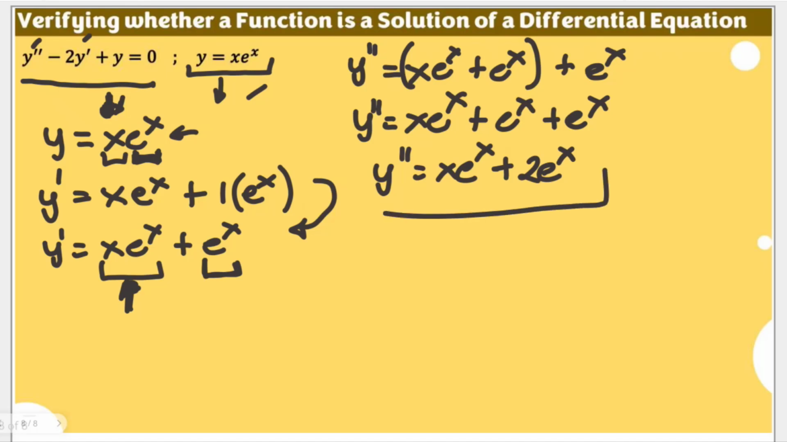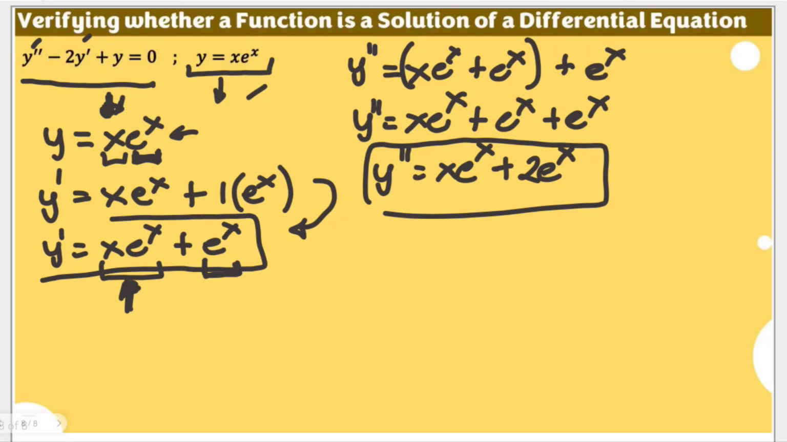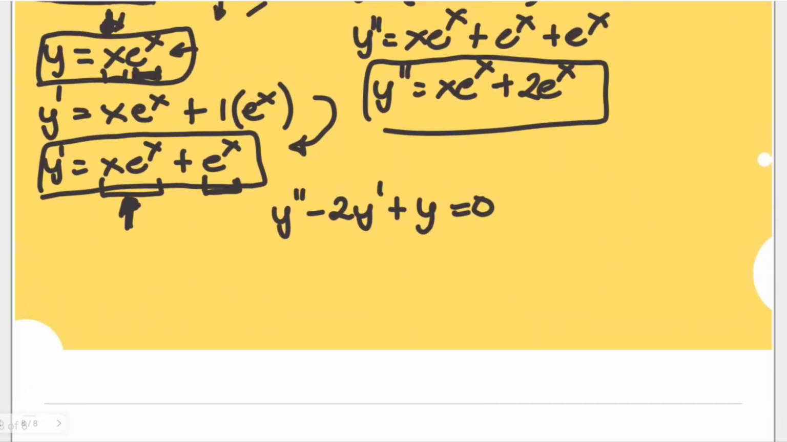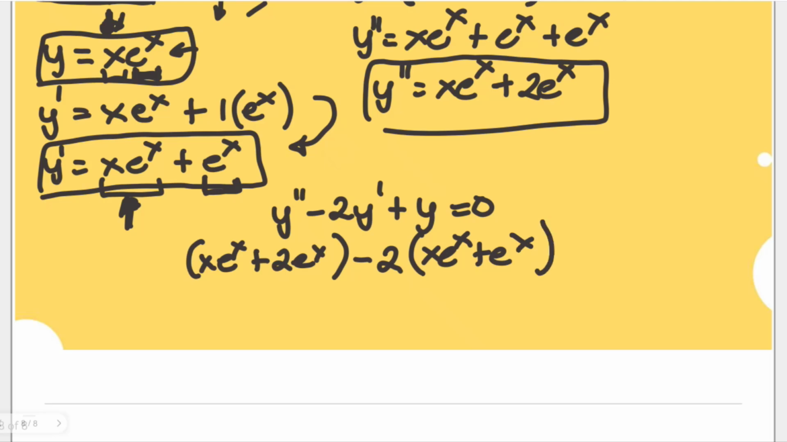So we'll be using this second order, first order, and even the y itself. And let's see if this could satisfy this equation here. The equation is the second order derivative minus 2 times the first order derivative plus y is equal to 0. Let's check. Substituting that, you will have x e to the power of x plus twice e to the power of x, minus twice the first order derivative x e to the power of x plus e to the power of x, plus your y, which is this x e to the power of x, equal to 0.